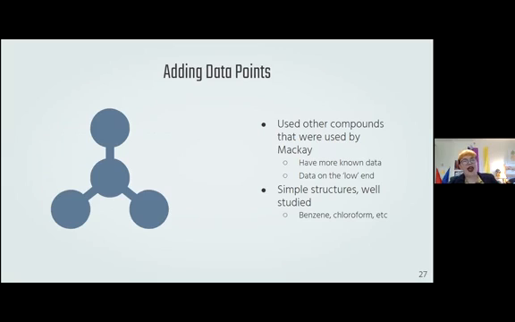And then we had to add data points for compounds other than the ones that we have selected as our selected POPs. The reason we need to add data points is because a lot of our POPs had really high log KOWs, well, comparatively high log KOWs and comparatively high log BCFs. So we needed more things on the low end of that spectrum. So what we did is we used some of the other compounds that were used by McKay in his paper. A lot of the compounds had a lot of really well-known data, and they gave us some of that data on the low end. Simple structures, well-studied, really fast to run through Gaussian. So things like benzene or chloroform, chlorobenzene. We also used DDT and a couple other POPs to make sure we had relationships that were fitting more than just the type of structure that we selected.